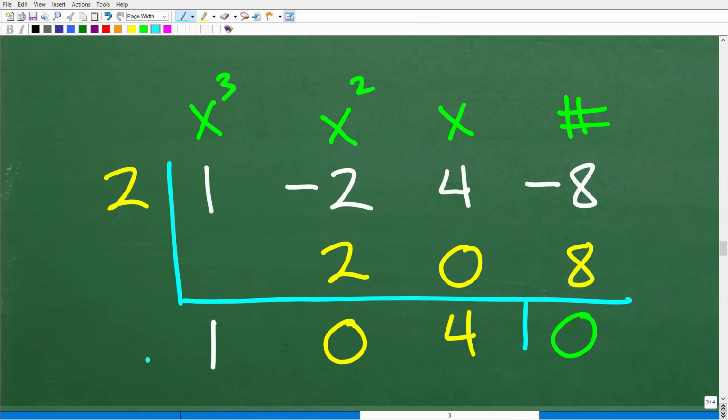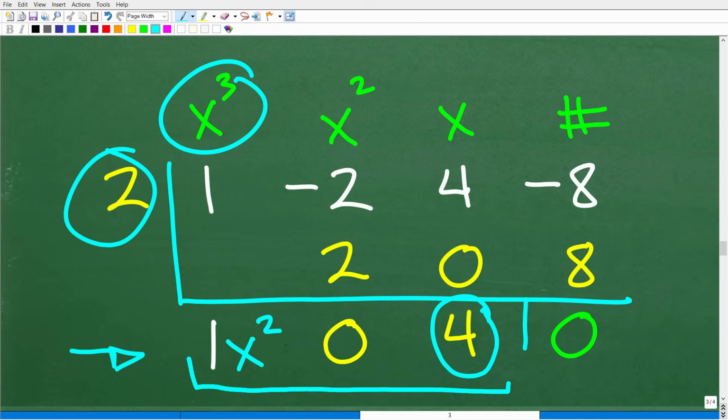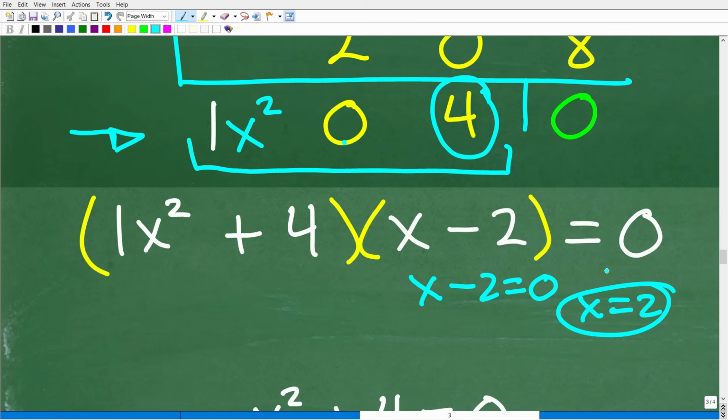Now our answer down here drops down 1 degree. So if this is x cubed, our answer down here is x squared, okay? And so instead of an x, this is now a number. I know this is confusing because I'm trying to cover a lot of territory quickly, but we know that x equals 2 is a solution. So now what we have is 1x squared plus 4 as the remaining factor. In other words, we can write this as 1x squared plus 4 times x minus 2, because we know that 2 is a solution, right? If we set this equal to 0, remember this whole equation is equal to 0, we got x is equal to 2. So that's pretty awesome. This is the other linear factor.